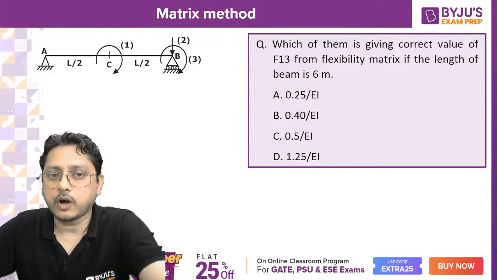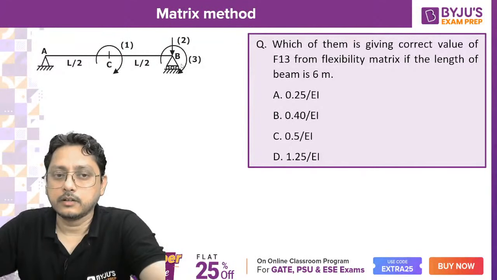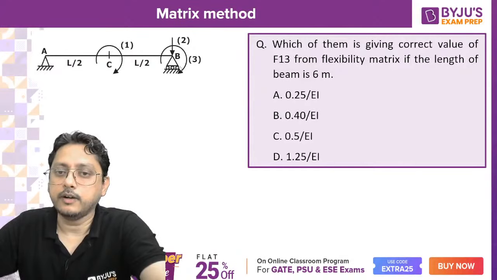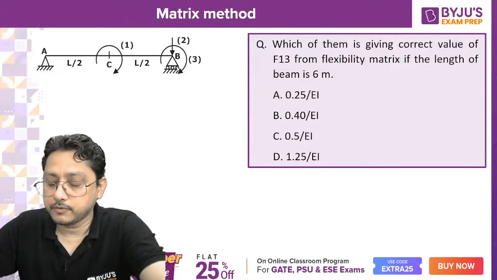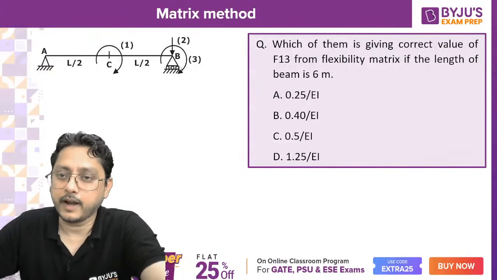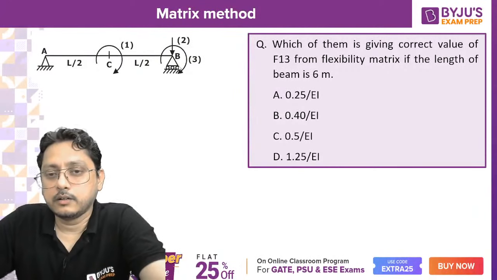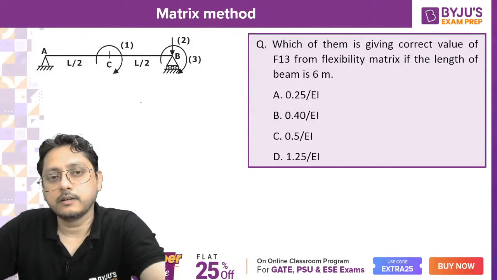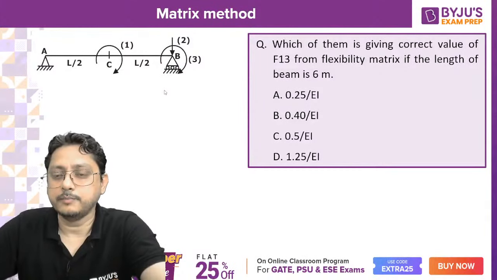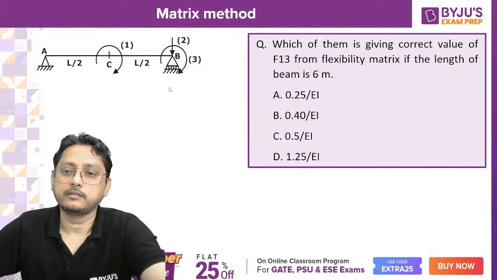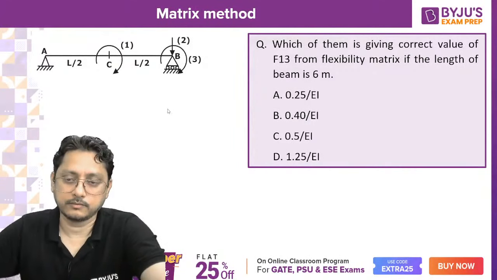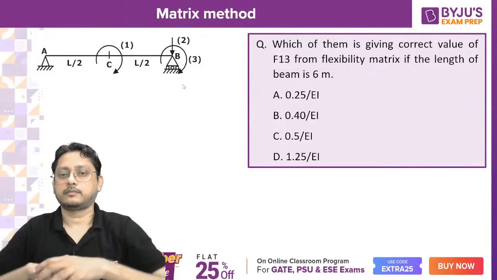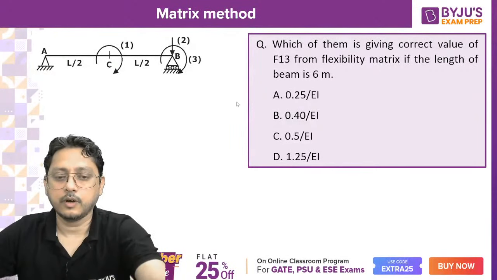The displacement of one coordinate. If you are just providing the unit force, that is the unit moment, at coordinate third, then what is the slope at 1? That is the meaning, right? How will you get this one?